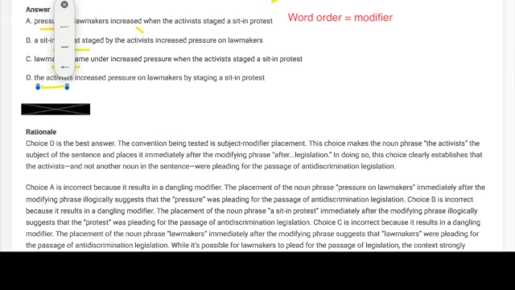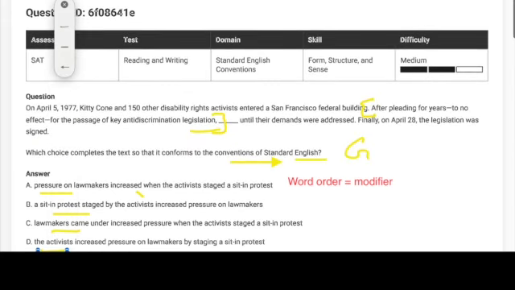Okay. Now, did you notice something? Did we read the rest of the passage? Like, did I read from the very beginning, on 5th April 1977? I didn't. Did I read the rest of the answer choices, like "the activists increased pressure on lawmakers by staging a sit-in protest"? No, I absolutely did not. You do not need to read the entire passage, and you absolutely did not need to read the entire answer choice. You just need the first word of the answer choices, right? Or the first few words. Remember that this is actually a very important tip for saving time.